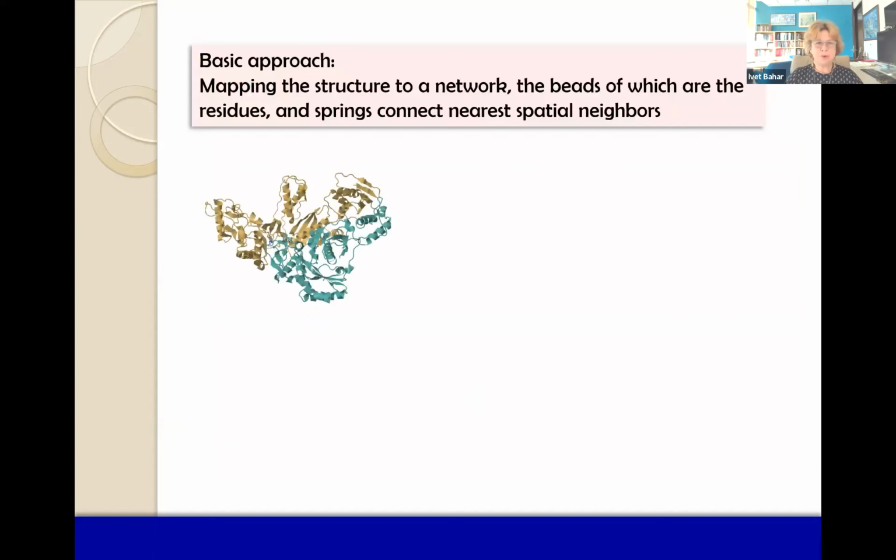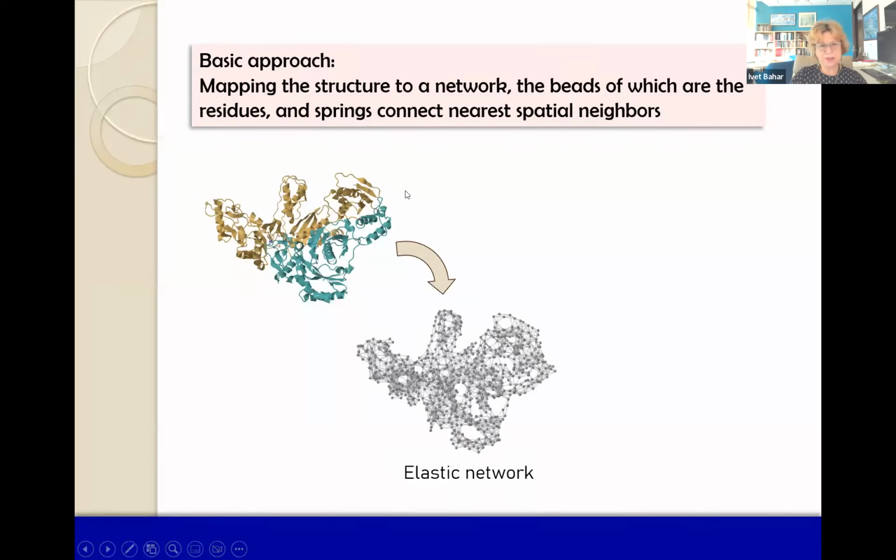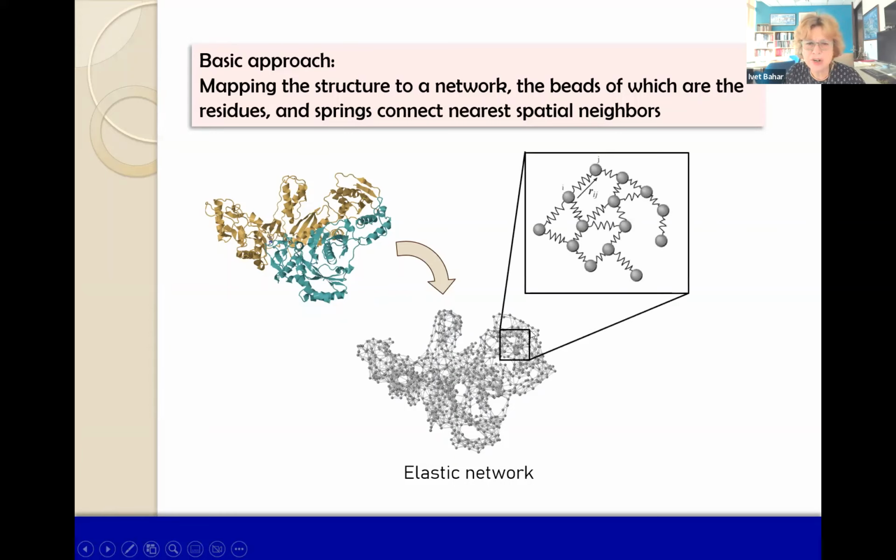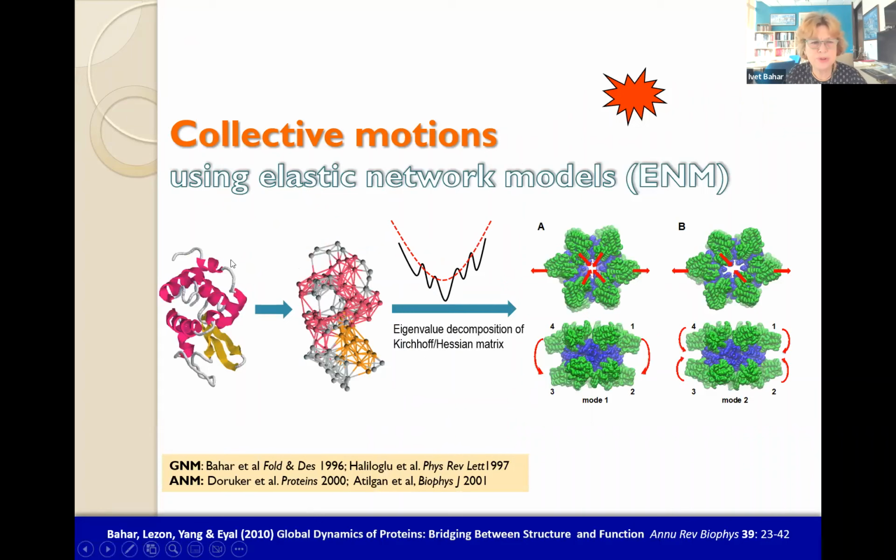Now, what is the basic approach? The basic approach is we take a structure and we turn it into a network model. So this is the original ribbon diagram you are familiar with. Now we turn it into an elastic network model. So if you enlarge a portion, what you're seeing is an ensemble of beads and springs. Beads usually are placed at the positions of alpha carbons, and springs connect those that are spatially close. They may be connected by chemical bonds or not connected, but just physically interacting. This is another way of describing your protein network model.